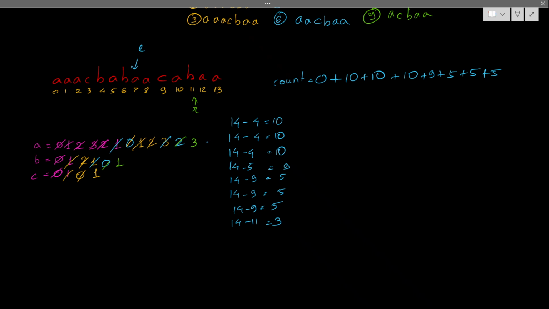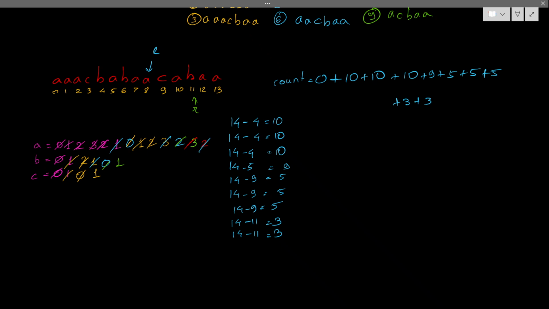Whenever the window is valid, I will reduce the L. So L will come to this place, A will come to this place. First reduce the frequency of A, so it becomes 2, and then L moves to the next place. Is it a valid window? Again, it's a valid window because everything is appearing twice. So 14 minus 11, again 3. So plus 3, plus 3. Okay, this is fine.